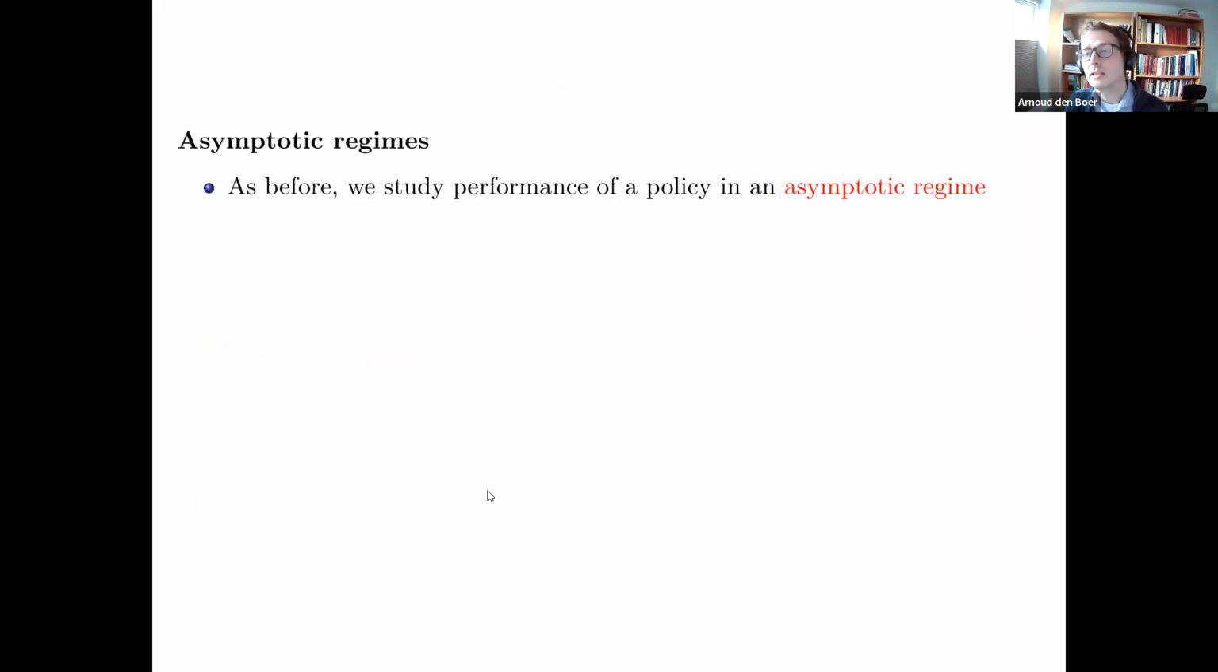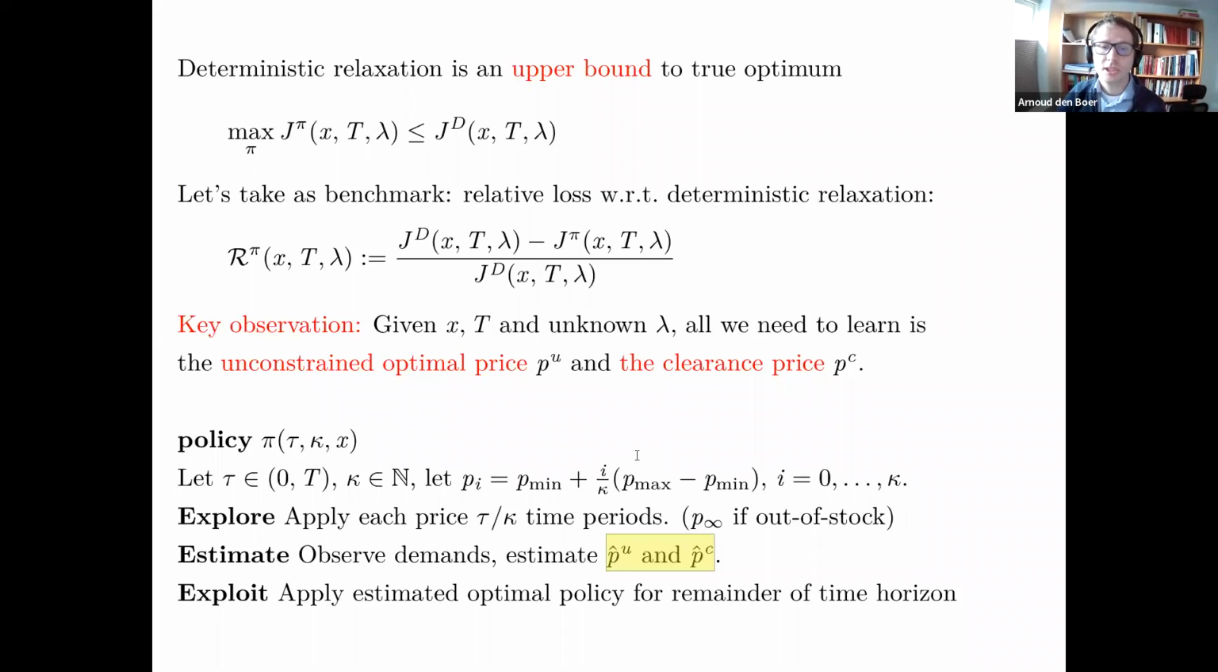Now, let's talk about regret, because that's how we measure this. Well, it only makes sense to talk about regret if this is a good policy. So if this deterministic upper bound is really good, is close to this guy. So that's the asymptotic regime where we will study regret of this policy.